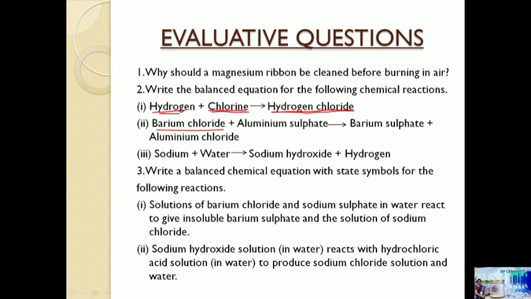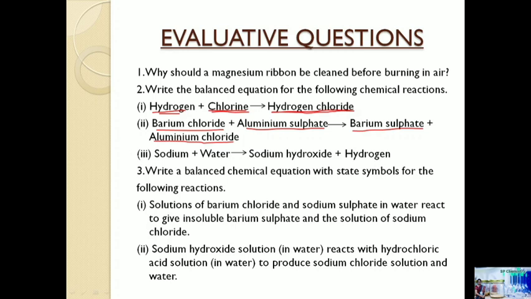Then next question, barium chloride. Instead of barium chloride, you can write BaCl2, aluminum sulfate, Al2(SO4)3, barium sulfate, BaSO4, and aluminum chloride, AlCl3. This is the skeletal chemical equation. But to write the balanced chemical equation, we need to multiply by some whole numbers so that the equation will be 3BaCl2 plus Al2(SO4)3, and products are 3BaSO4 plus 2AlCl3. So that equation is balanced.